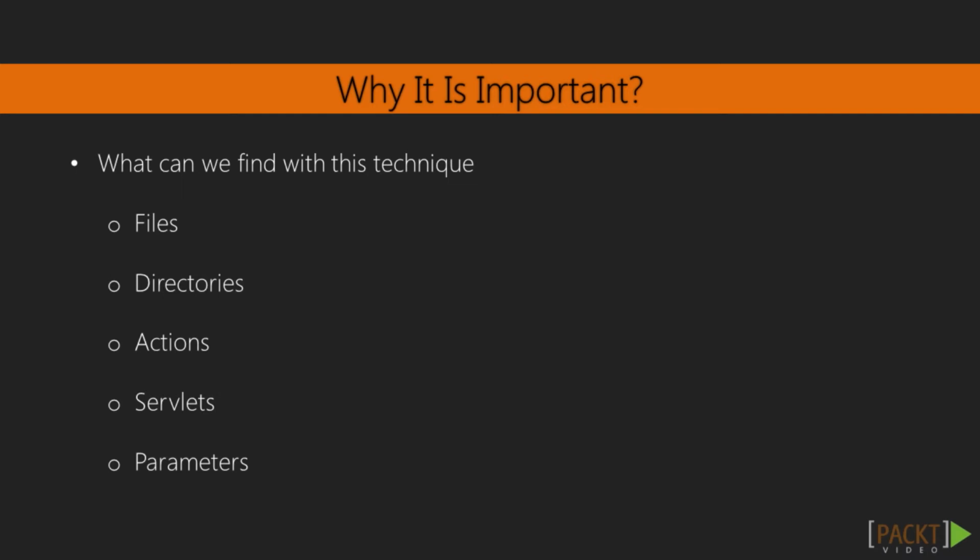Whenever there are verb names in options or parameters, we can use a dictionary of similar words to identify other functionalities. Servlets, which are similar to actions but with file. Parameters. We can enumerate ranges or combinations of potential valid strings used in parameters.